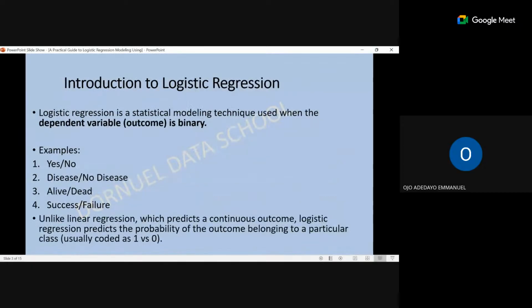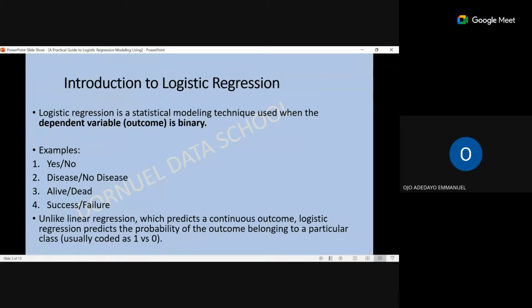Now, introduction to logistic regression. Logistic regression is a statistical modeling technique used when the dependent variable is binary. Remember that anytime you hear the word dependent variable, it is the same thing as your outcome variable, the same thing as your response variable. So when the dependent variable is dichotomous, binary, we normally use logistic regression. For example, if I ask you, are you going to be in UI tomorrow? It's either you tell me yes or no.